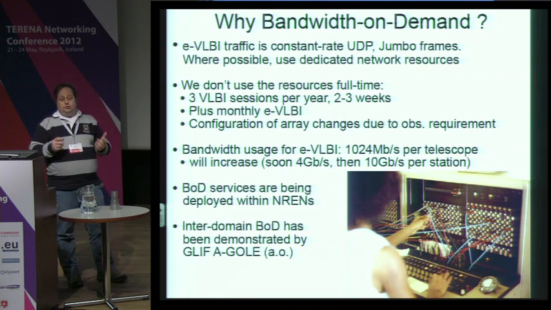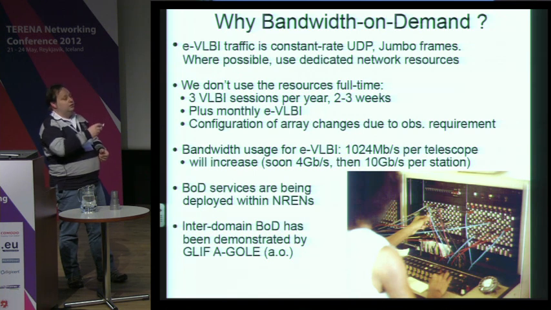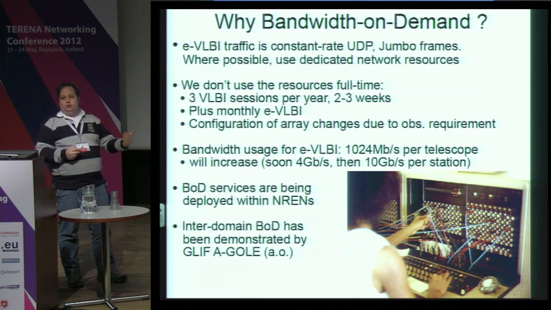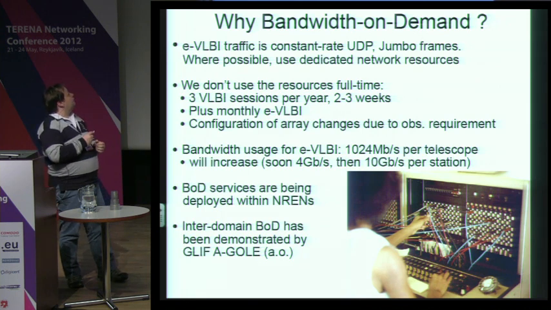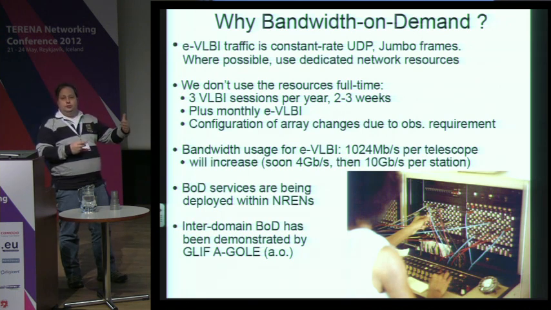The traffic, and we need light paths because our traffic is constant rate UDP, basically 1024 megabits per second, 24 hours long. Jumbo frames. We just keep pushing the traffic. We can't use TCP because over these very long links, if any packet gets lost, then we get TCP recovery and things just get worse from there on.